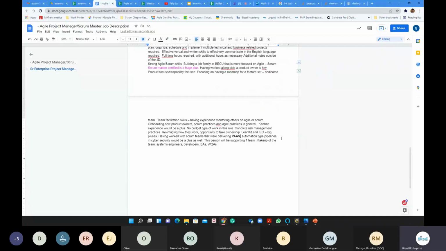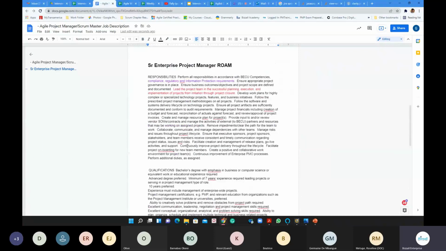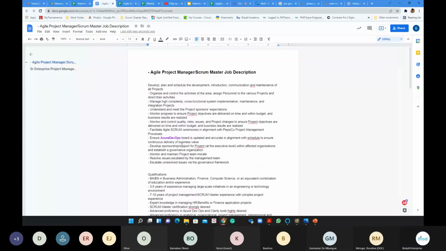Automation type of pipeline, like a CI/CD pipeline, you can do that. This person will be supporting one team made up of a system engineer, developer, BA, and I don't know who else. So that's it. You see that all these roles turn around, they kind of have the same core description. So if you have your story, you can keep telling the story and just change it a little bit to adapt to the work, and you'll be fine.